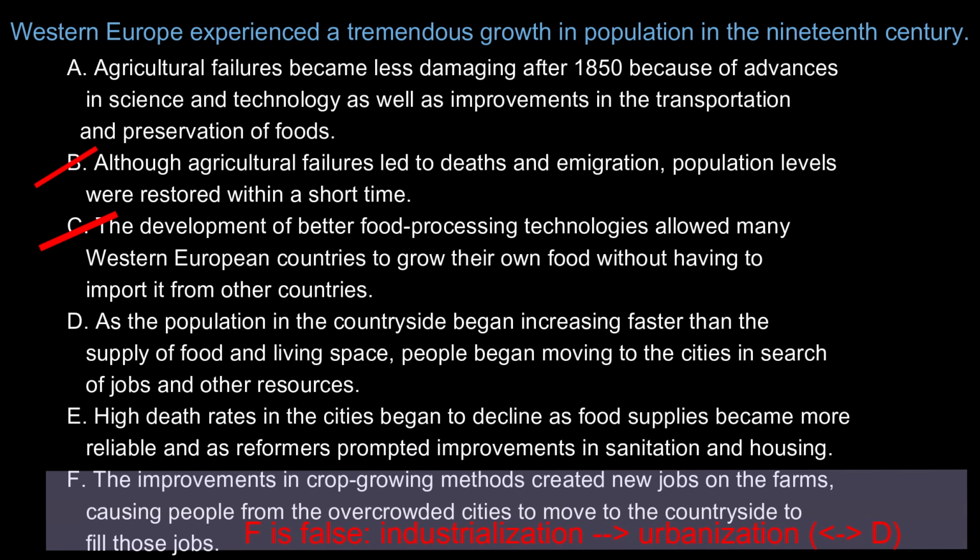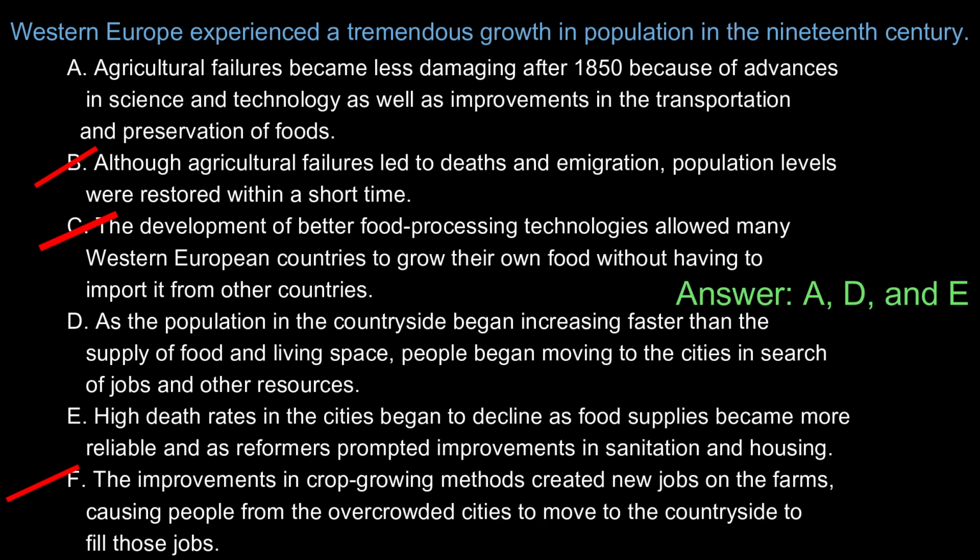F. The improvements in crop growing methods created new jobs on the farms, causing people from the overcrowded cities to move to the countryside to fill those jobs. F focuses on population movement rather than overall growth. It describes a shift in population distribution, but doesn't necessarily indicate an increase in total population. The best choices are A, D, and E.